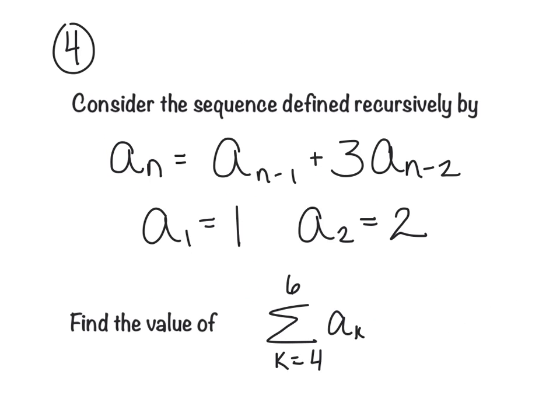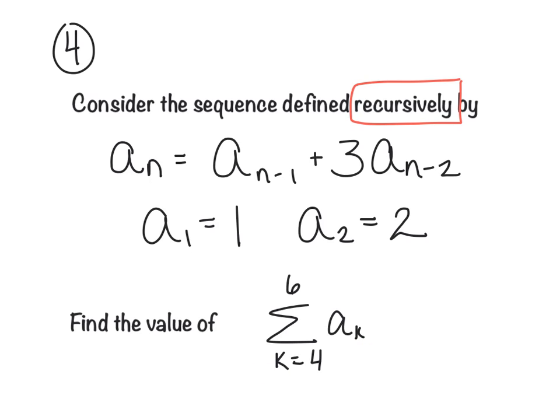Now our fourth example is going to throw some stuff in from the other day. Consider the sequence defined recursively. So let's go ahead and box that word in, recursively. Remember that uses a previous term. By, and here's our rule, a sub n equals a sub n minus 1 plus 3 times a sub n minus 2, where a sub 1 equals 1 and a sub 2 equals 2. Find the value of the summation a sub k from k equals 4 to k equals 6.